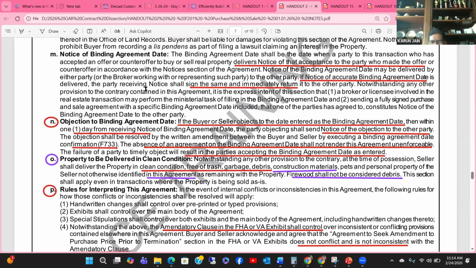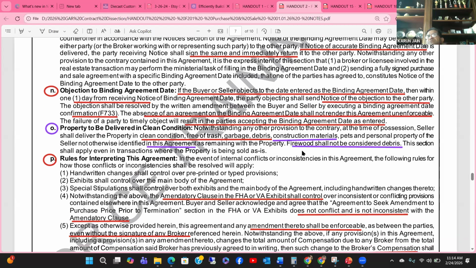So what it says is if the buyer or seller object to the binding agreement date as entered in the contract, within 1 day of receiving notice, you have to fill in this notice of objection of the party. This objection shall be resolved by written amendment between buyer and seller executing the binding agreement date confirmation, another GAR form F733. The absence of an agreement on the binding agreement date shall not render it unenforceable. The failure of the party to timely object results in the parties accepting the binding agreement date.